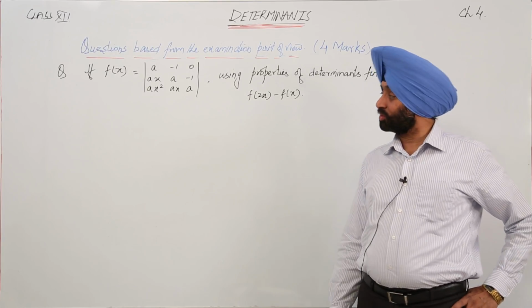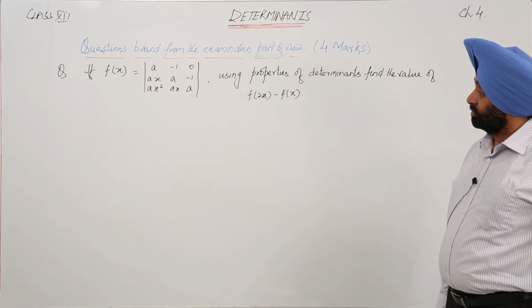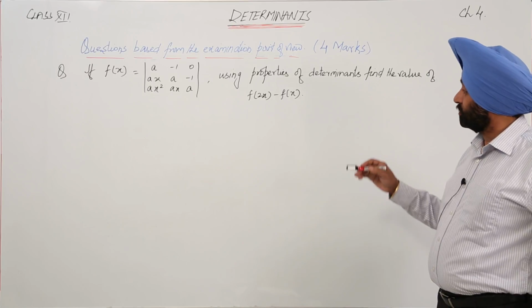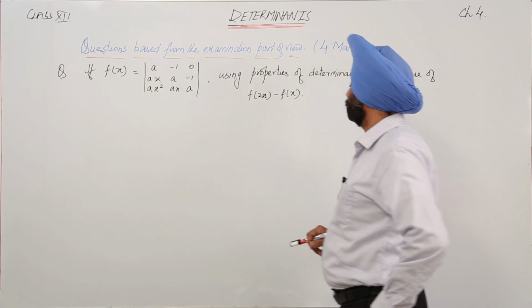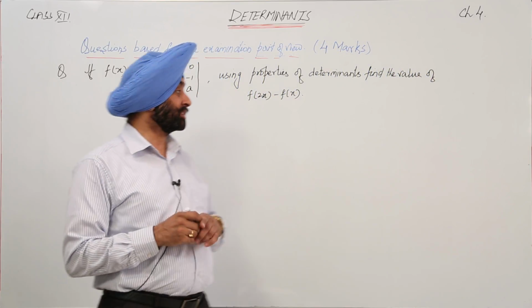Now we are having a question, and a determinant is given, and using properties we have to find f of 2x minus f of x. Okay, so let's start it.